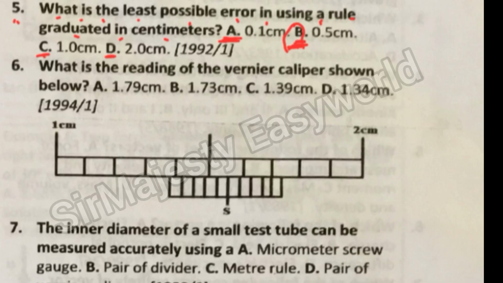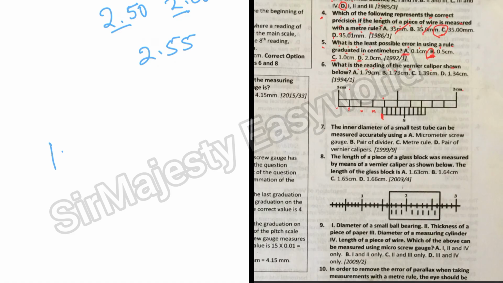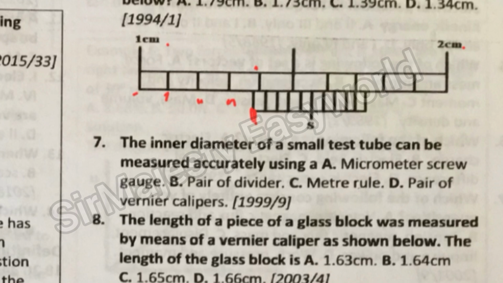Question number 6. What is the reading of the vernier caliper shown below? Here we have 1 cm, here we have 2 cm. Remember the rule. Look at the 0 mark here. This is the 0 reading. So we check which one is the one before the 0 reading. That means we have 1.0, 1.1, 1.2, 1.3, 1.4. So what we have is 1.4 before the 0 reading.